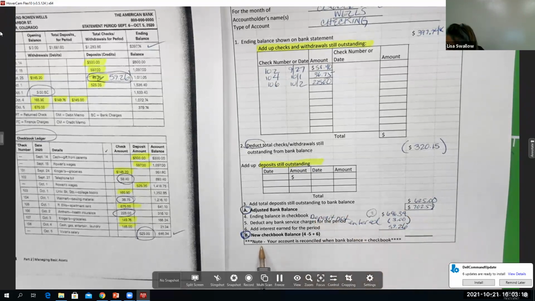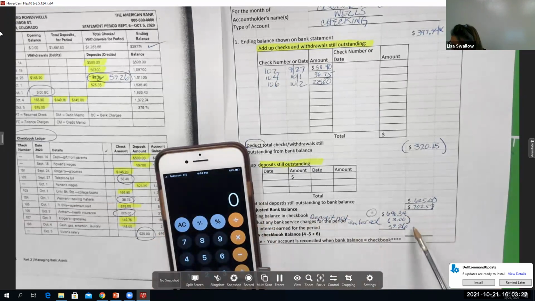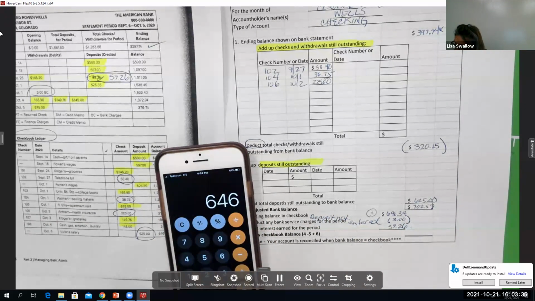So it says, note, your account is reconciled when your bank balance equals your checkbook. So hopefully now, when I tally up my checkbook, I'm going to come to the same number as what the adjusted bank balance is, and that's the true number of what I've got. I'm off by a penny, and I weirdly can live with that. So that's actually what I've got in the bank, or that's not what I've got in the bank, that's actually what my balance is.